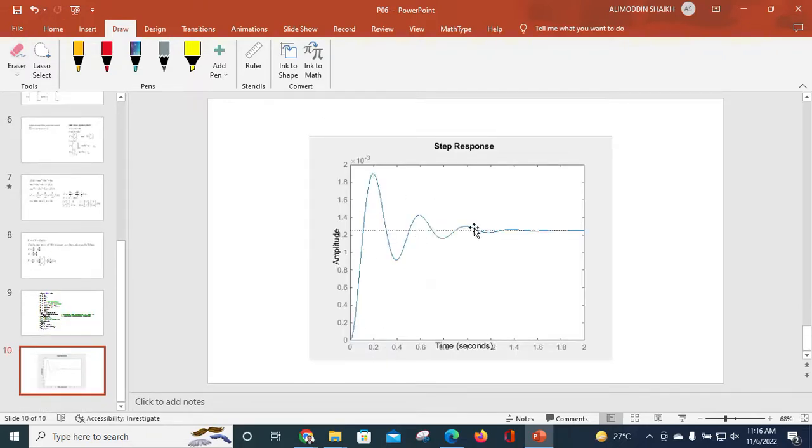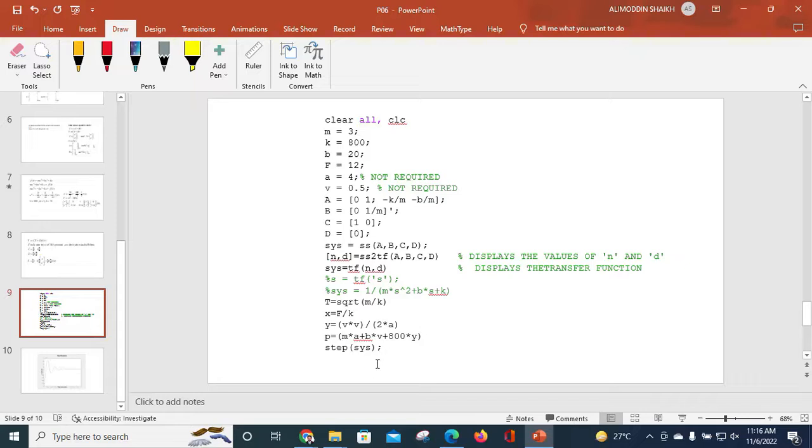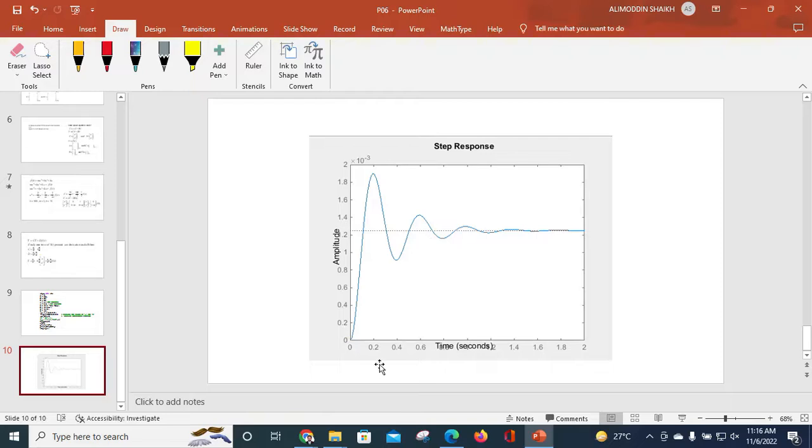The last statement, step(sys), is used to find the graph. If you want the step response, you just write step(sys) at the end of the program and you will get the step response curve. Initially the rise time is less and there is somewhat of an overshoot. Then it becomes an ideal curve, with no deviation and no oscillation.